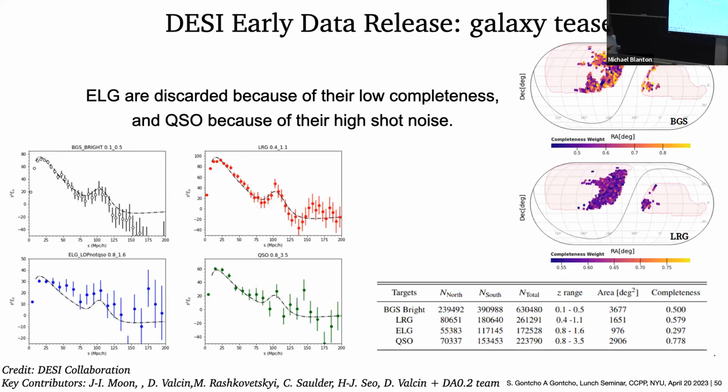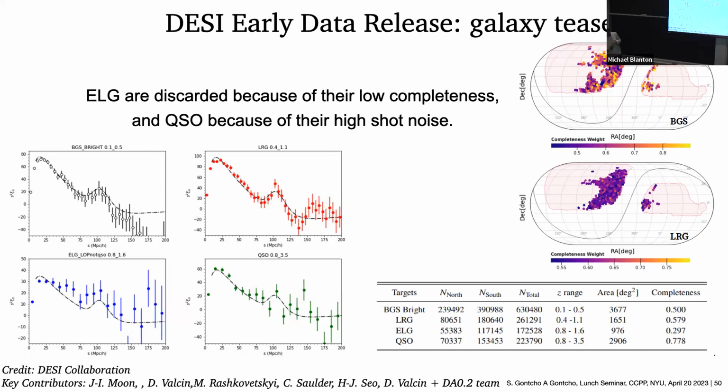They chose to use only the bright galaxy sample and the luminous galaxy sample, because QSO has very high shot noise, and ELG has low completeness, even lower than the other two. After 2 months of survey, we've had only 1 pass on the sky, which means that we do not have overlapping tiles, and that hurts the completeness quite a lot.